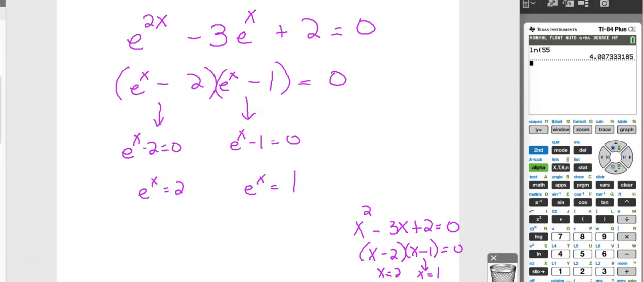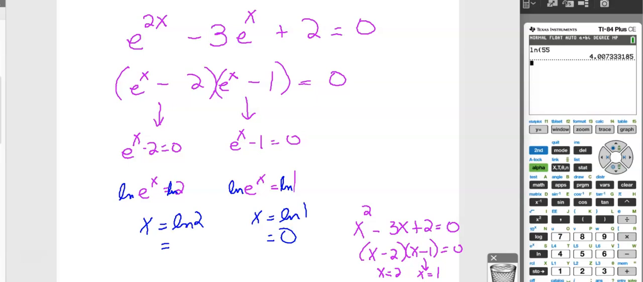And then to solve that, you're just going to ln both sides. Ln and e, they're inverse functions that cross each other out. So x equals ln 2. And here, again, they cross out, so ln 1. And then, again, you can punch those into your calculator and get your decimal approximations.